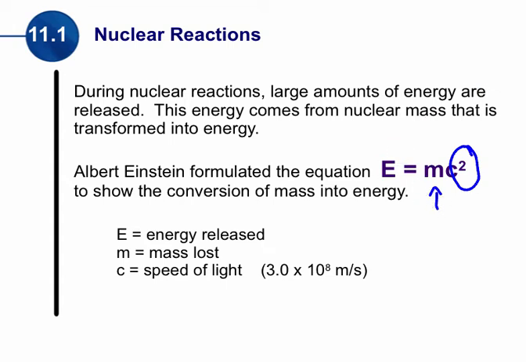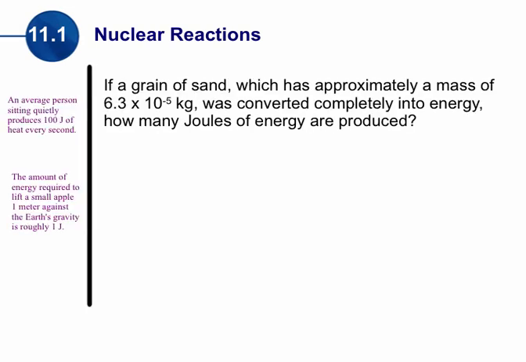Let's put this into practice. Let's look at an example. If we could take a grain of sand, which has approximately the mass of 6.3 times 10 to the negative 5 kilograms, and take it all and convert it into energy, the question is, how many joules of energy are produced? And if you look over here, there's a couple references to what a joule is. Sitting quietly, an average person produces about 100 joules of heat per second. If you were moving a small apple, lifting it a meter, that's about 1 joule. So just to give you an idea of what a joule of energy is.